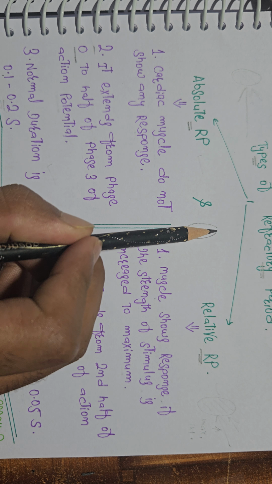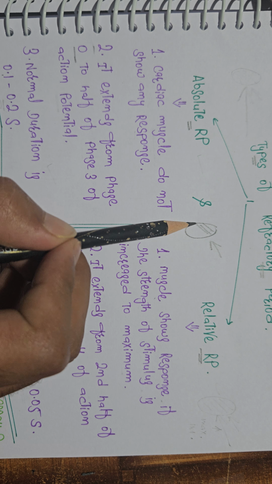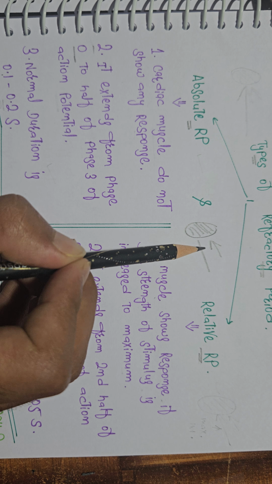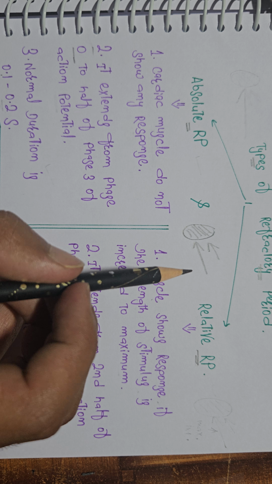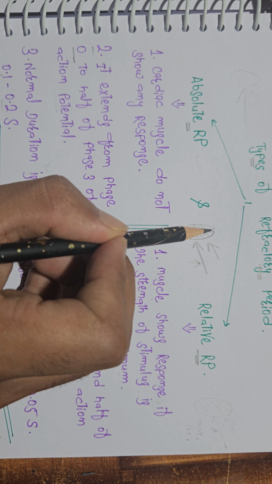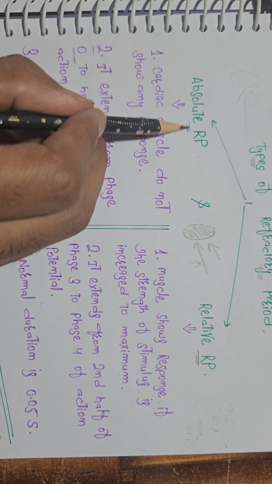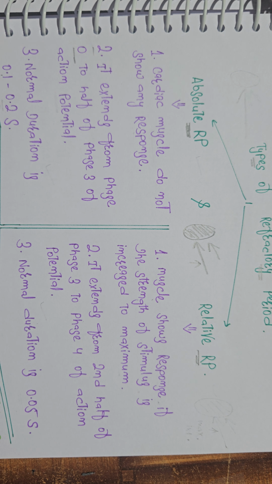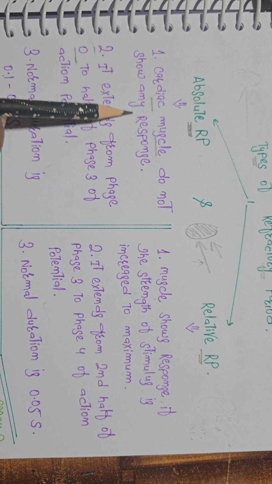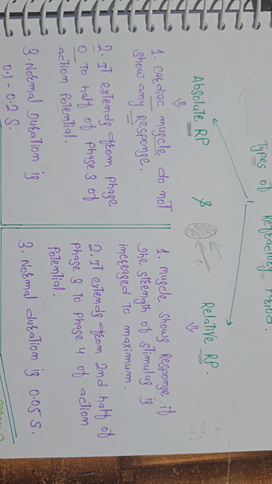If we give an impulse to a cardiac muscle, it will get excited. Now, if we give a second impulse, it doesn't matter how hard the second impulse is, the cardiac muscle will not re-excite. So that time interval is called the absolute refractory period. It is the time interval during which the cardiac muscle does not show any response to the second impulse.